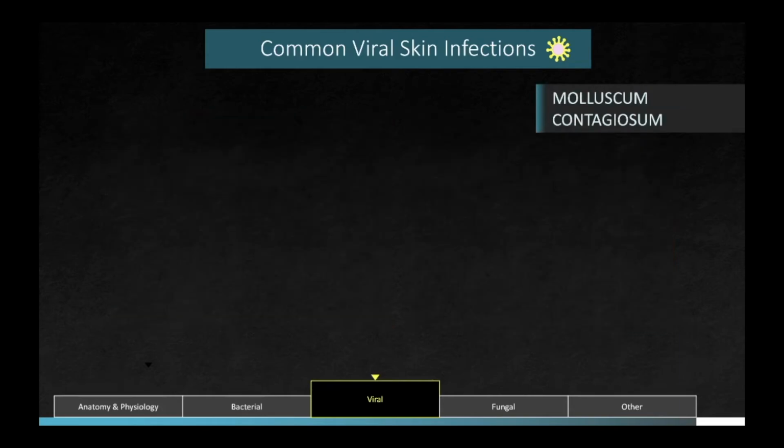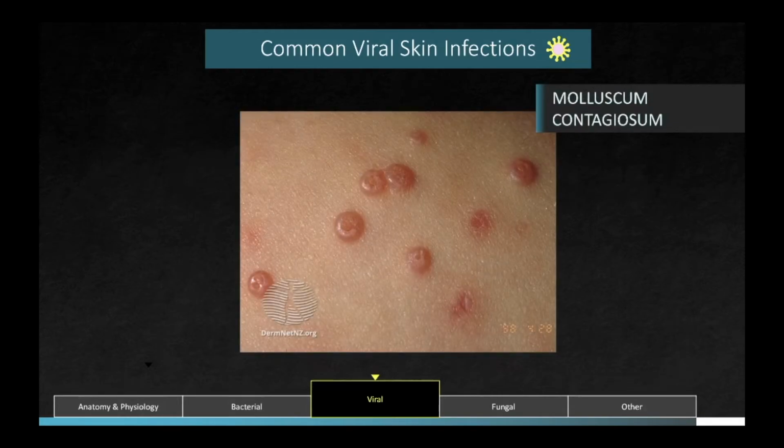The next common viral infection to consider is molluscum contagiosum. Molluscum is the result of a DNA pox virus, which typically causes a self-limiting infection in the epidermis of the skin. Lesions are typically discrete, pearly pink, and umbilicated. The term umbilicated refers to the depression in the centre of the lesions, looking a little like an umbilicus.